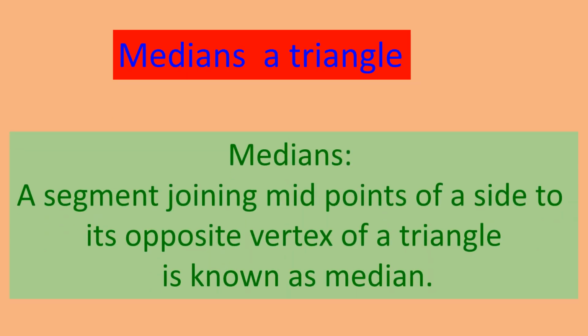Hello friends, in this video we are going to learn how to draw the median of a triangle and what we call it. So let us first define median. A median is a segment joining the midpoint of a side to the opposite vertex of a triangle. It means I will take the midpoint of one side of a triangle, and that midpoint will be connected with the opposite vertex of that triangle. So the segment which connects the midpoint of a side and the opposite vertex is known as a median.